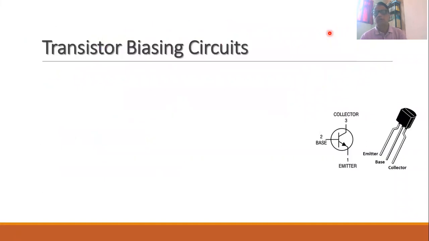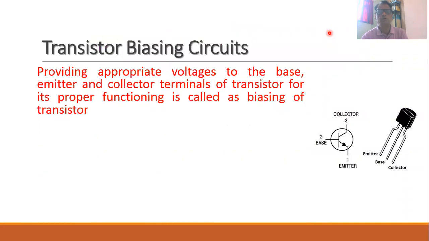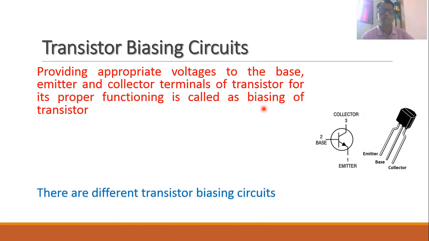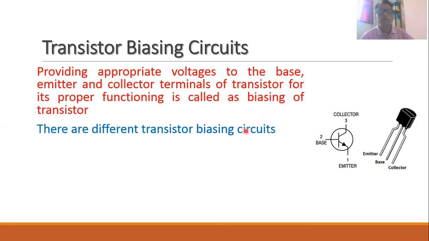As we know, a transistor is a three-terminal device, and whenever we want to use any transistor in any electronic circuit, we need to provide appropriate voltages to the emitter, base, and collector terminals of the transistor. When we provide these appropriate voltages to the three different terminals, that is called biasing. You will find that there are different biasing circuits.